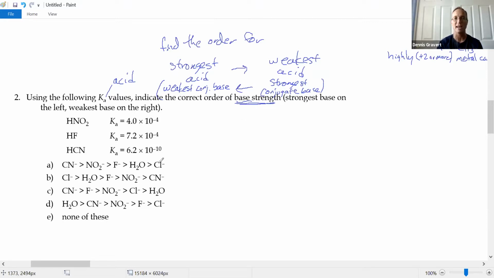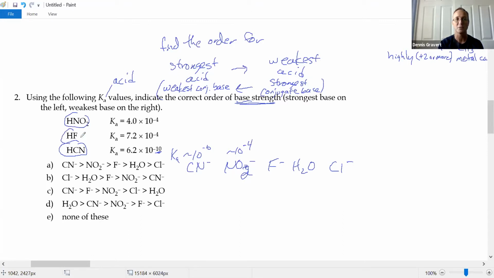So, okay, we got 5 anions here. We want to order them according to base strength. Well, let's switch them back to acids. So we got CN minus, NO2 minus, F minus, water, and Cl minus. The CN comes from HCN, and it's right here with a Ka of approximately 10 to the minus 10. So I'll just say 10 to the minus 10 is the Ka for HCN. HNO2, oh, I miswrote, sorry. Gotta be careful. NO2 minus. Good. This one has a Ka approximately equal to 10 to the minus 4.